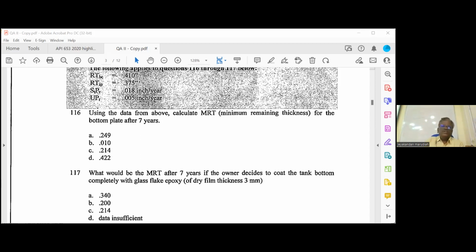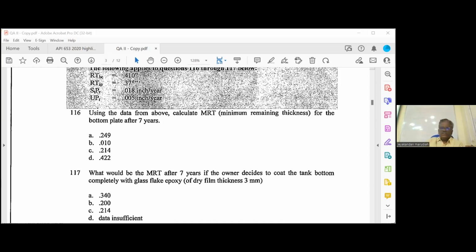So you have to add both the corrosion rates, 0.018 plus 0.005, then it will be 0.023. Multiply by 7, then subtract that value from the lowest value, 0.375. So for question number 116 we will get answer 0.214. Question number 117: because there is a coating, the STPR is 0, only UPR 0.005 multiplied by 7. We have to subtract that from the 0.37.